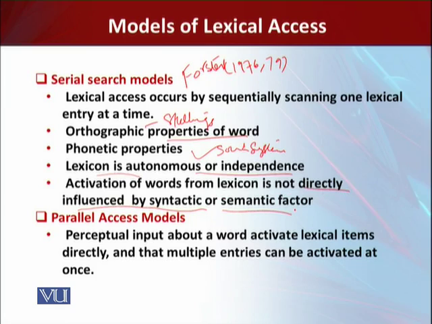We have seen that when this entry is retrieved, other properties of words such as its syntactic functions are retrieved as well. Forster's model assumes that the lexicon is autonomous, or you can say it's independent of other systems involved in language processing. Thus, according to this model, activation of words from the lexicon is not directly influenced by syntactic or semantic factors. Such factors affect the general cognitive system. That is, information from the lexicon is fed into a more general system, and in this way syntactic and semantic information may influence word activation.